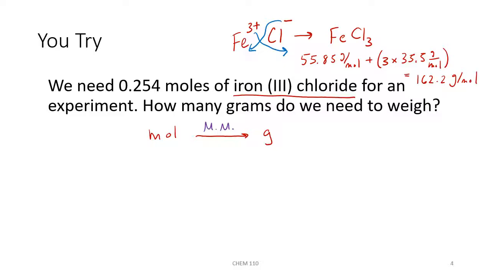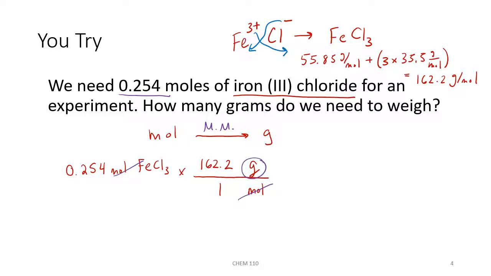Now going back to the problem, we're starting with 0.254 moles of our compound, FeCl3. And when we use our molar mass, which we just calculated, we're going to have to put moles in the denominator and grams in the numerator so our moles can cancel. 1 mole is equal to 162.2 grams. Our moles will cancel and we'll be left in units of grams. And we should get about 41.2 grams of our iron 3 chloride compound that we would need to weigh.